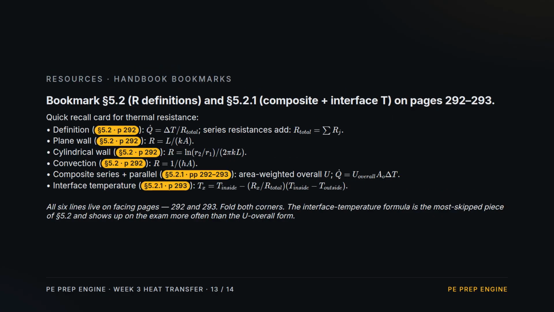Bookmark the page. One section holds the master definition. Q dot equals delta T over R total, and the three resistance forms. The next covers composite walls, series and parallel, and the interface temperature formula, the most skipped piece, yet it shows up more often than the U overall form.